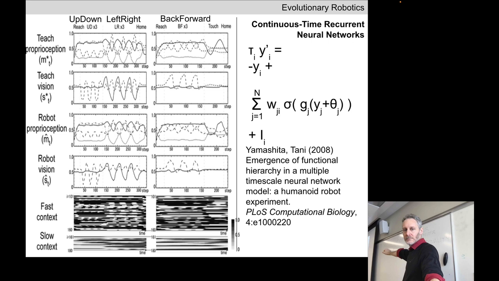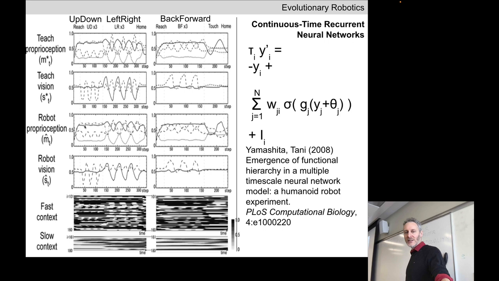Okay, let's finish up by looking at the result of an evolved neural network. Up here on the horizontal axis, this is the goal signal. At this point in time, the researcher is saying reach for the block. Then they're saying up and down three times. This is the integer going in. Then the integer changes, which is meant to represent left and right three times. Then a different integer meant to tell the robot to go back to the home position. Reach, up and down three times, left and right three times, back to home. Over that time period, these are the values.